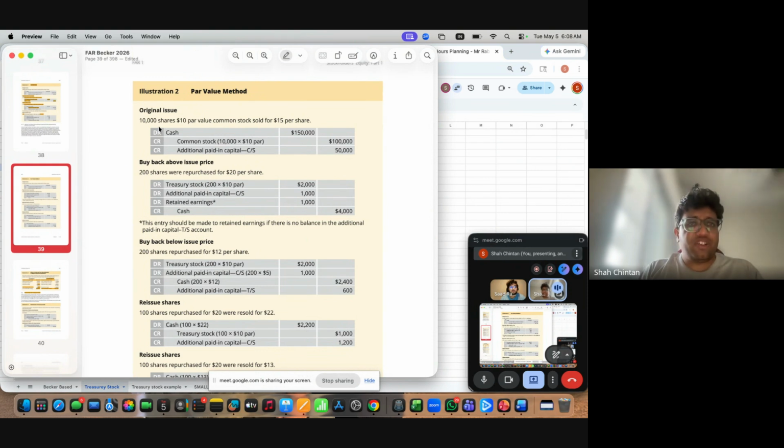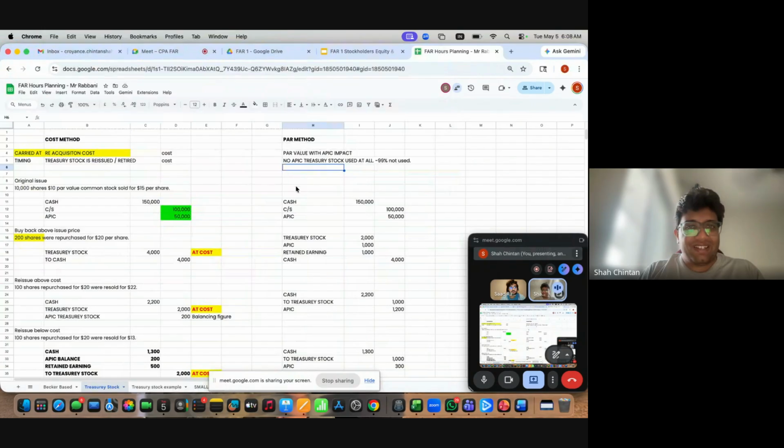The company has issued 10,000 shares at $10 par common for $15. So your entry is cash account debited $150,000, to common stock $100,000, to paid-in capital $50,000. Exactly the same entry we are recording: cash debit, to common stock, to APIC common stock. So this is your APIC for common stock.